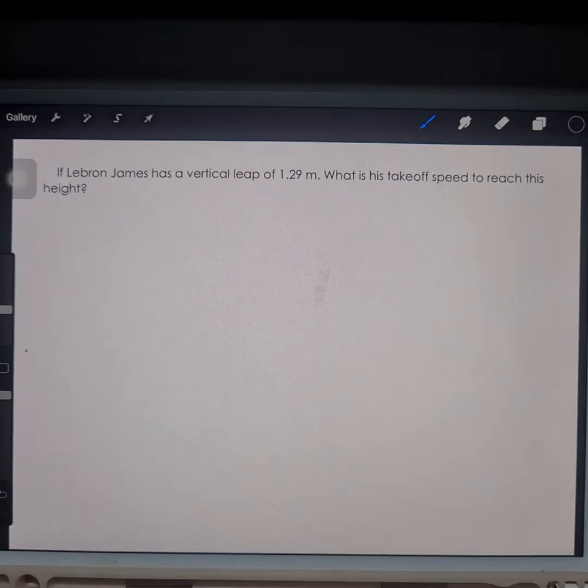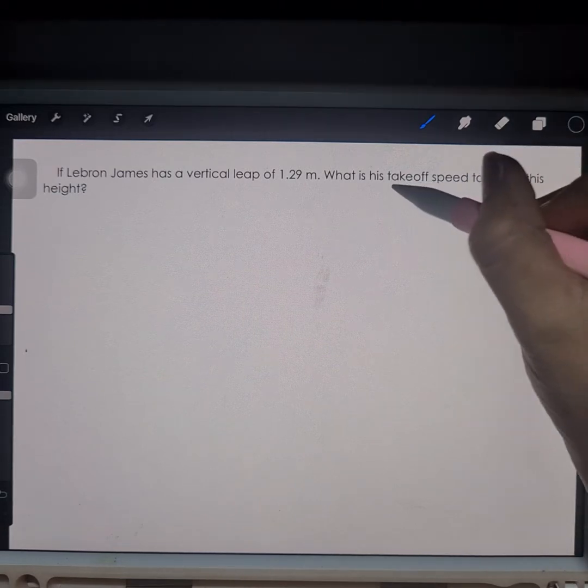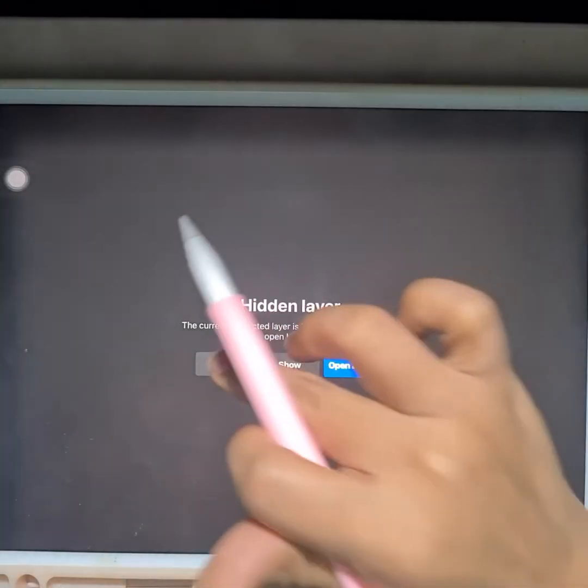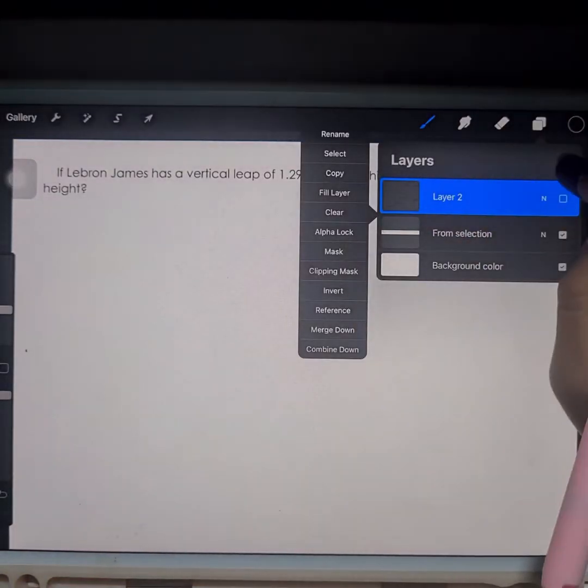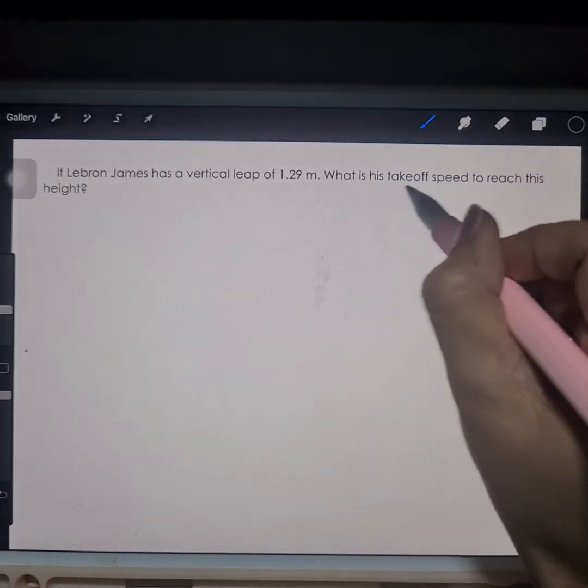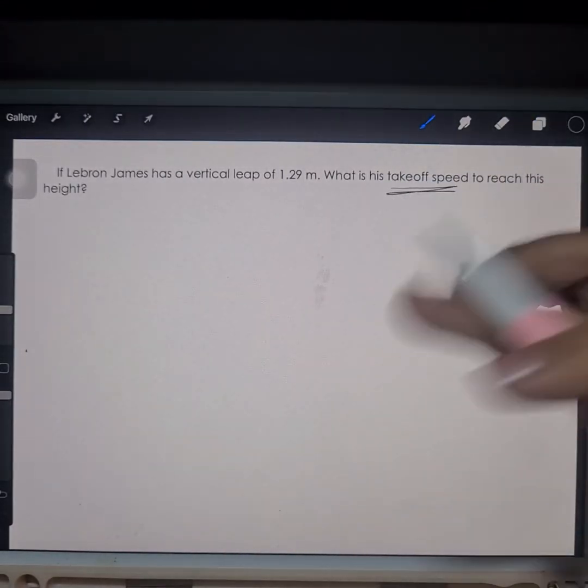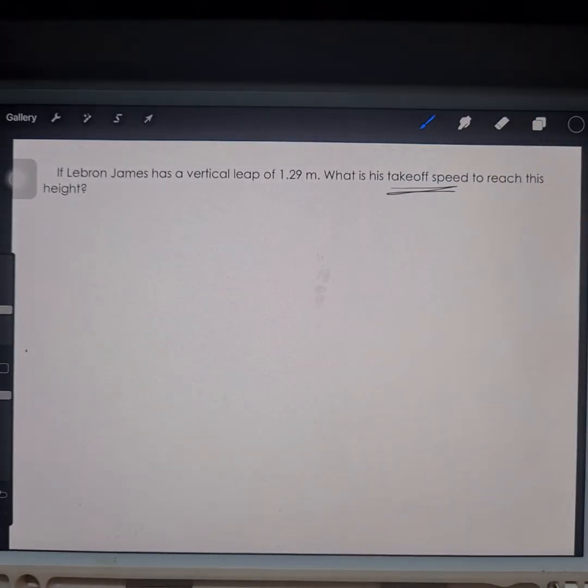Hi, this is another video, and this is the same problem as what we had before. Now, this problem is asking for the takeoff speed, and we're going to solve this using only two given values or given quantities.